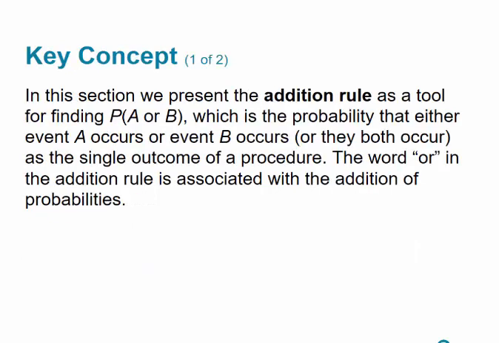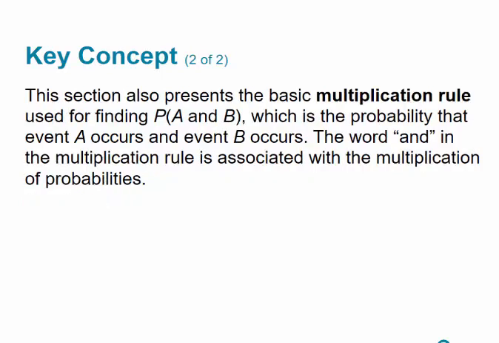So in this section, we're going to present the addition rule as a tool for finding the probability of two events, or the probability of A or B, which is the probability that either event A occurs or event B occurs, or they both occur as a single outcome of a procedure or a trial. The word "or" in the addition rule is associated with the addition of probabilities.